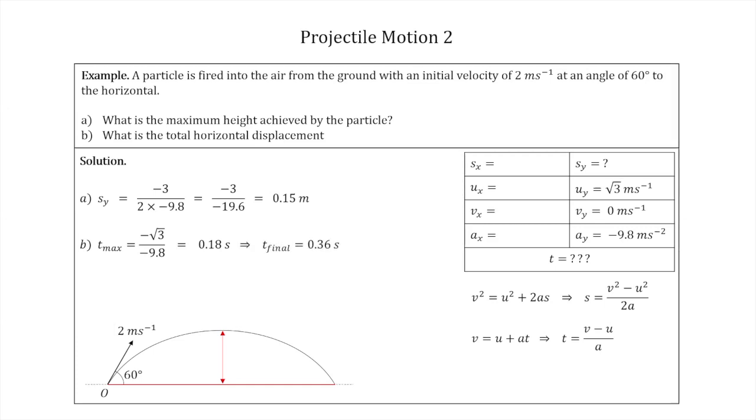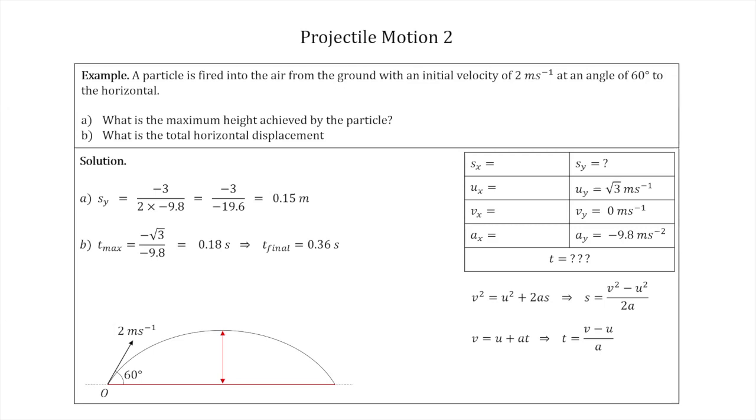So t final, i.e. the time it takes to finish its motion and settle back on the ground, is twice this. So after 0.18 seconds, it's got right up to the maximum point on this arc on our diagram. So 0.18 seconds later, it's come back down. So in total, that's 0.36. That's just 2 times 0.18. So that's t final.